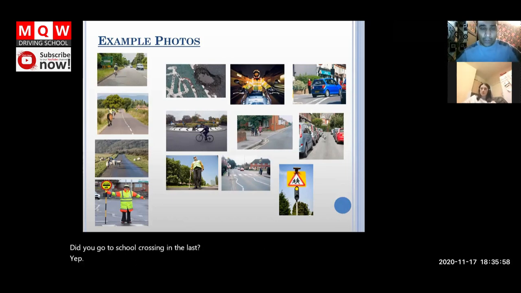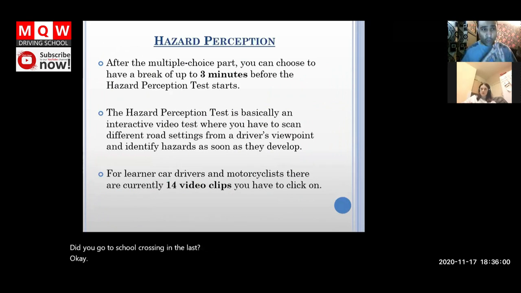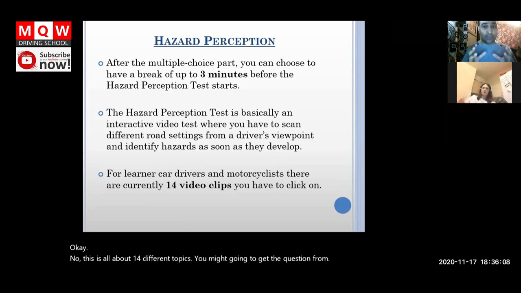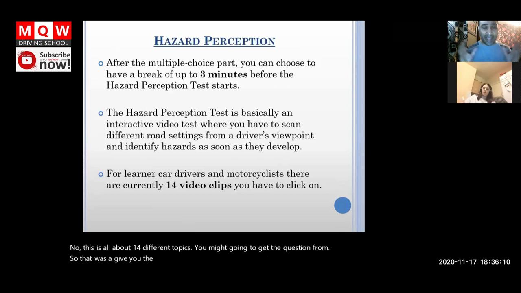Okay. Now, this is all about 14 different topics you might get questions from. So that gives you a good idea that every type of topic will come in your test. Right. So you always think like a driver all the time. Okay. Now look at the next portion.